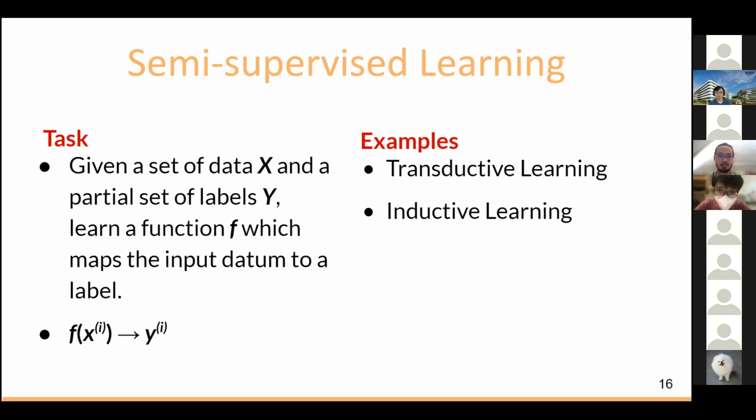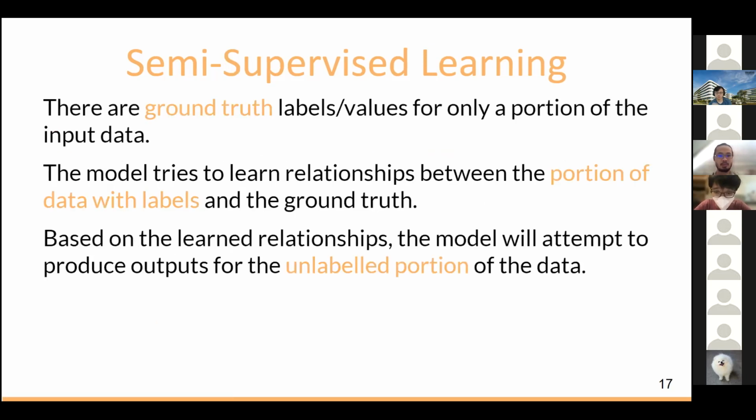Like I mentioned, what the model tries to do is learn the relationship between the portion of the data with the labels and the ground truth. And then from there it does, you can think of it as a form of extrapolation or interpolation of sorts. Basically looking at the relationship that it learned from the labeled data and then trying to apply it to the unlabeled data to give us plausible labels for those data.